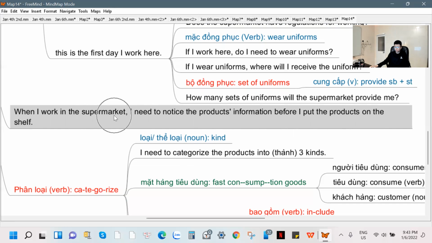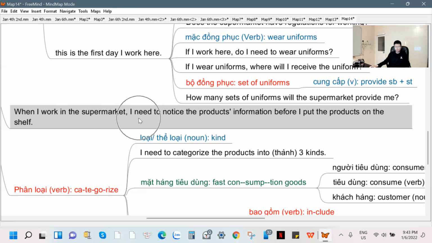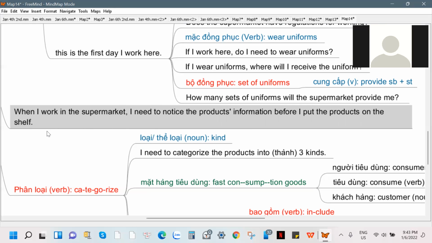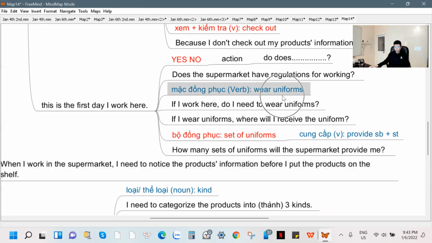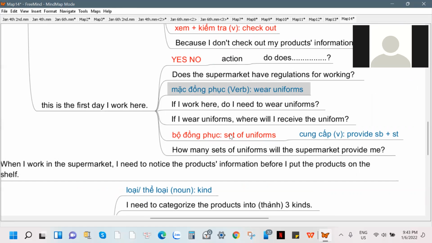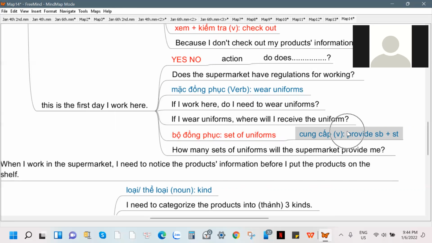Supermarket. When I work in the supermarket, I need to notice the product information before I put the products on the shelf. Wear uniforms. Set up uniforms. Provide.